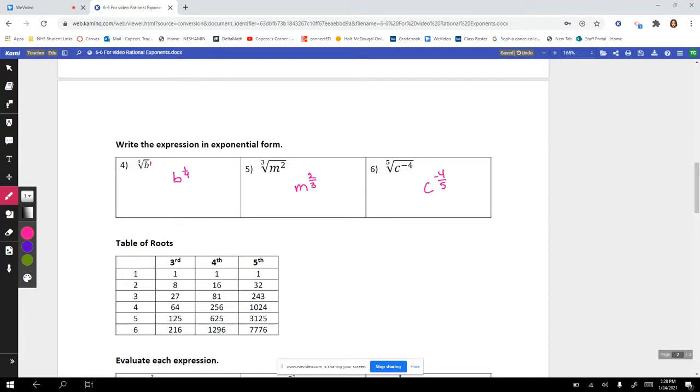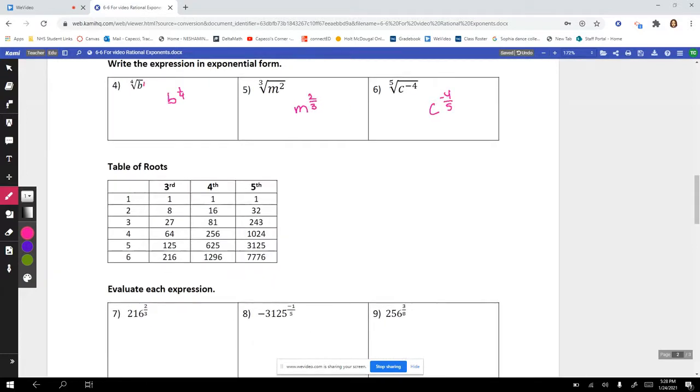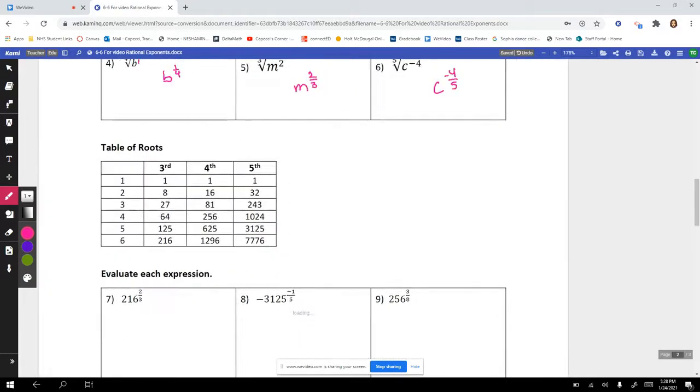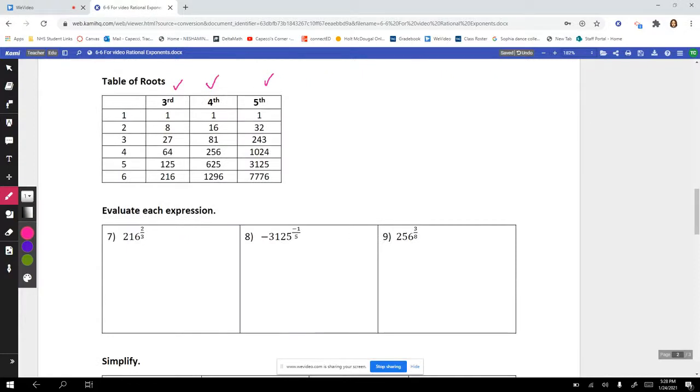Okay, in the past, especially in Algebra 1, you've done a lot with square roots. Now we're going to work with third roots and fourth roots and fifth roots. And that little table there, I think, sometimes helped you. So you can use that on a test if your teacher allows, or it's not a bad idea just to make one when the tests start, to help you depending on what the problems are.